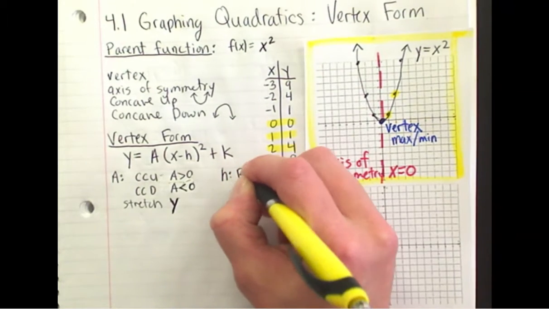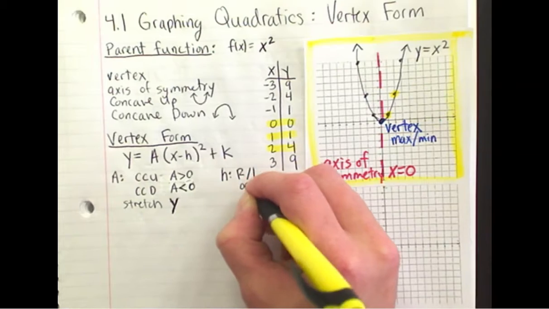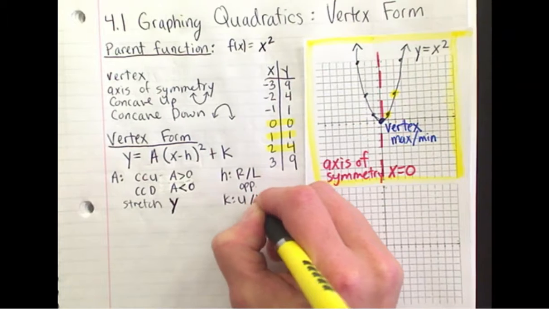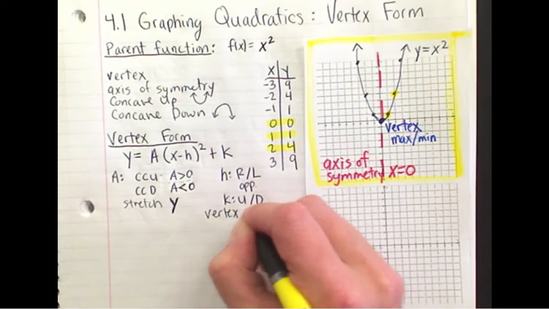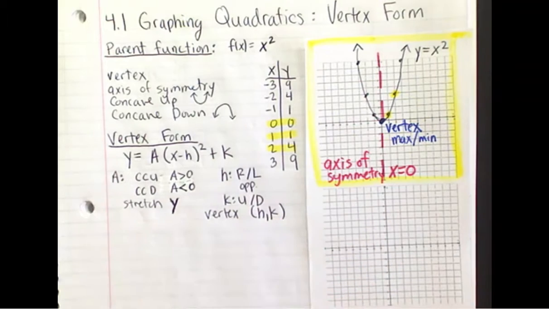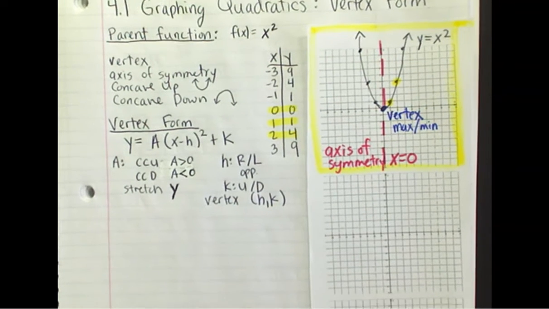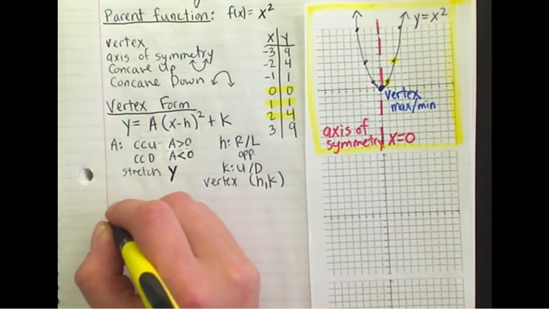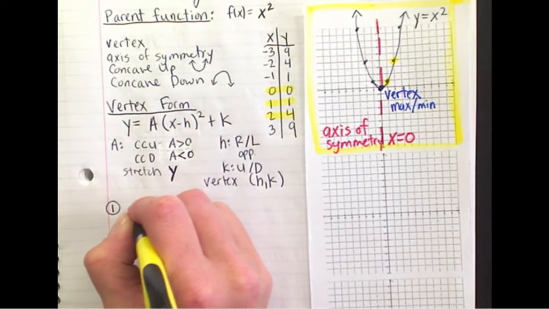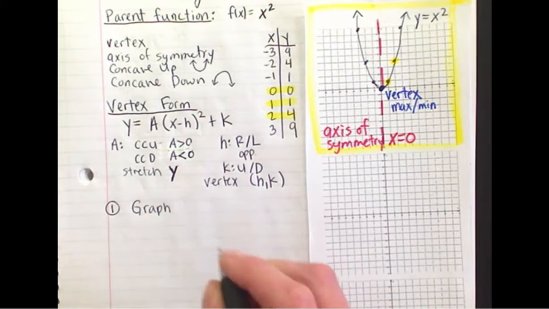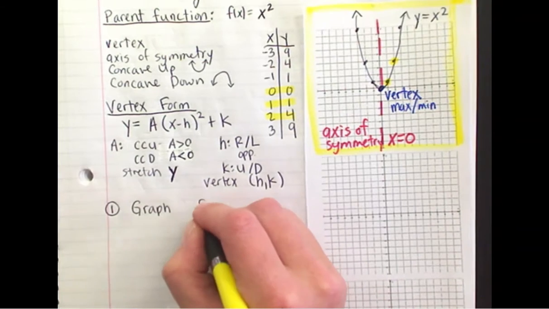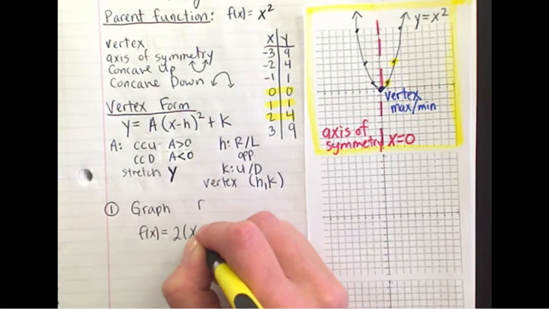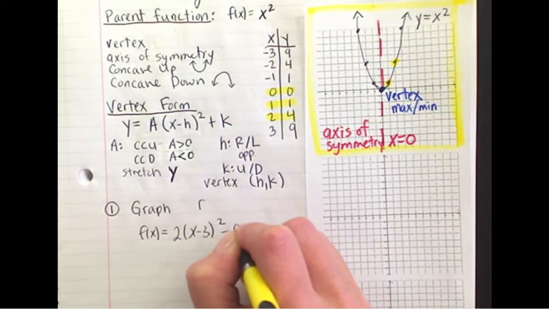H, right and left. I'll put a little note to myself, opposite. K, up and down, and maybe I make a note that the vertex is the HK. All right. Let's see if we can put it together. Graph F of x equals 2 x minus 3 squared minus 8.